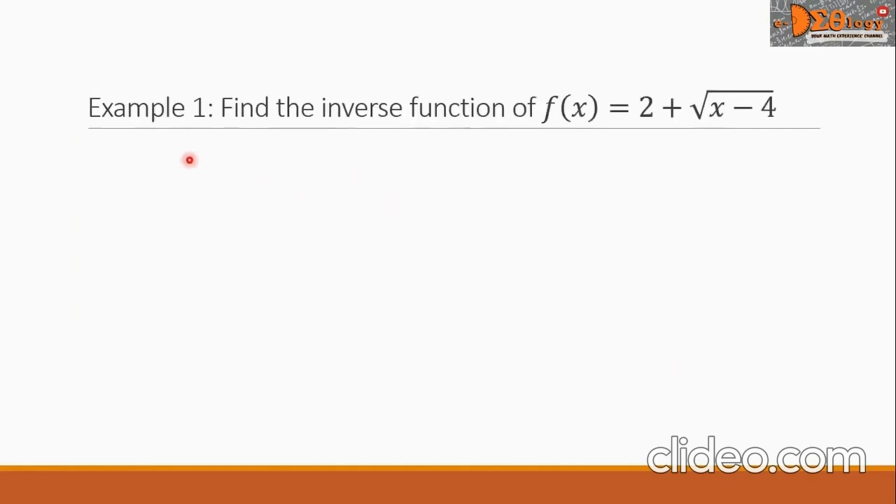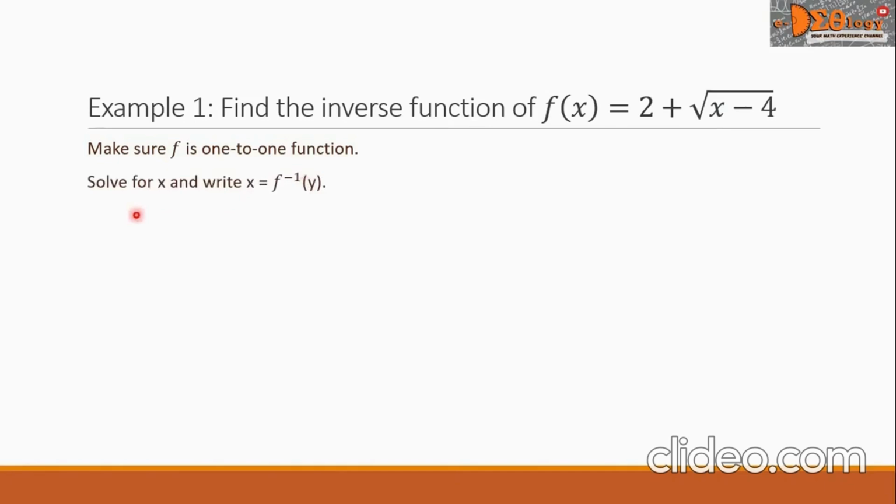Let's have example 1. Find the inverse function of f of x equals 2 plus the square root of the quantity x minus 4. Step 1. Let us make sure that the given function is one-to-one. If I substitute any permissible values for x, I will always get a unique and corresponding value for f of x. It means this function is a one-to-one function.